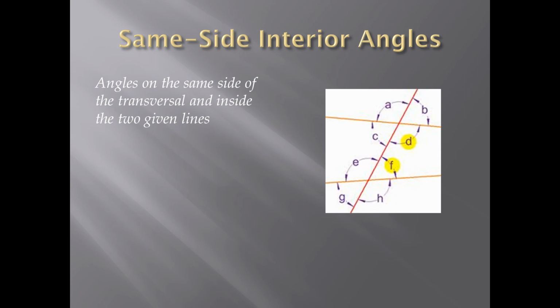Same side interior angles are those on the same side of the transversal and must be inside the two lines. Angle D and angle F are shown. Find the other pair of same side interior angles. Hopefully you picked angle C and angle E.